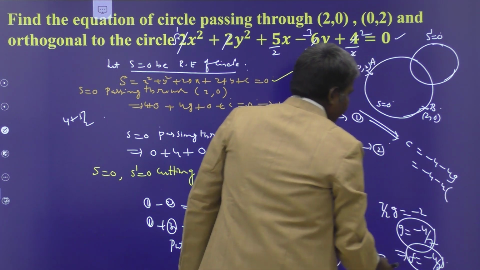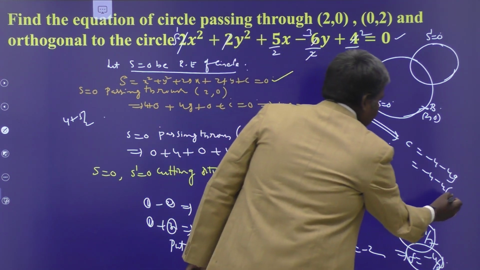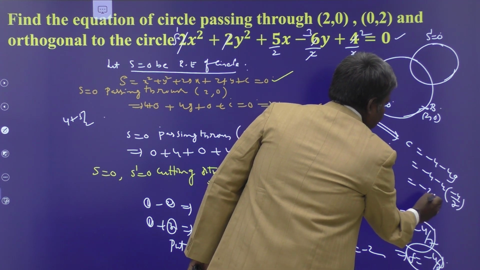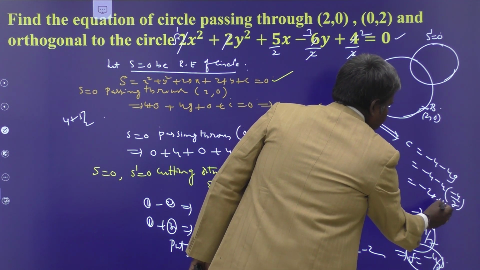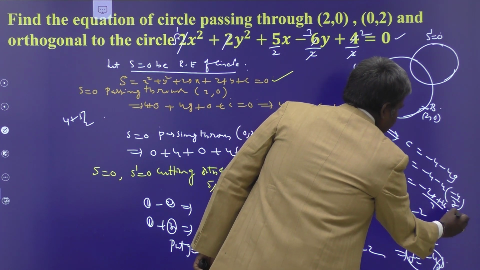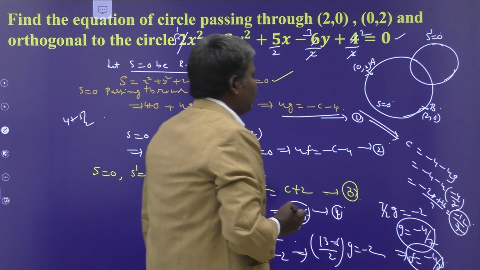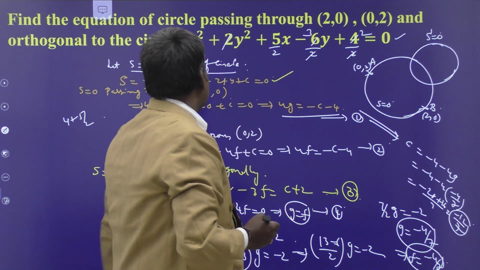Minus 4 times of what is your g? Minus 4 by 7. That is minus 28 plus 16 by 7. That is nothing but minus 12 by 7. We have the value of c as minus 12 by 7.